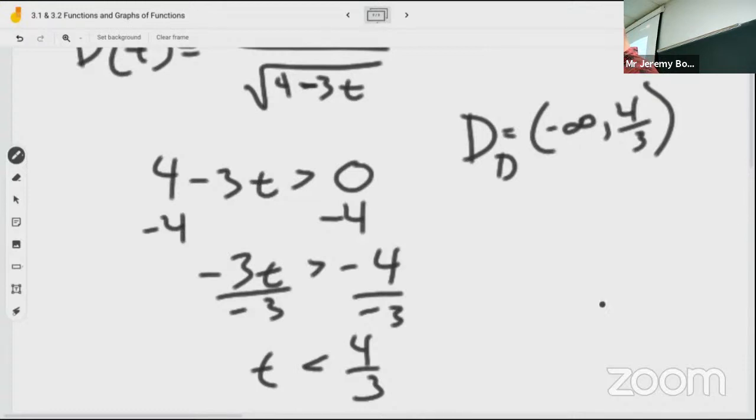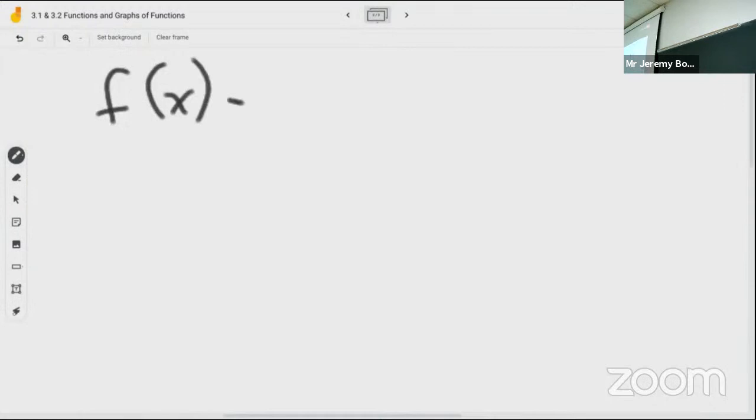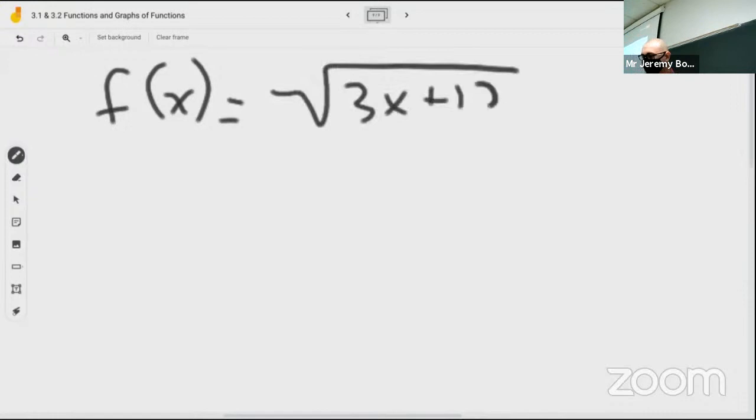And one more. It's kind of the capstone. So we have f of x is equal to the square root of 3x plus 12 divided by x minus 5.